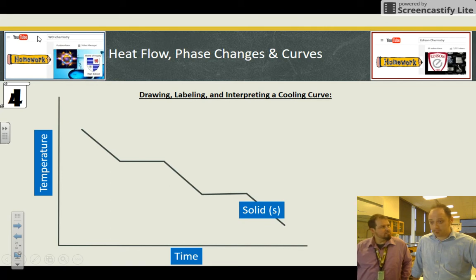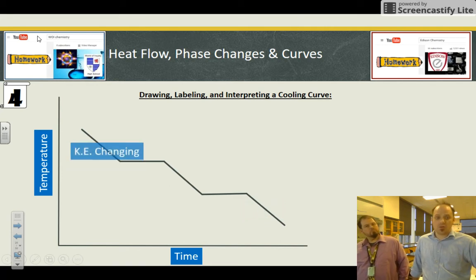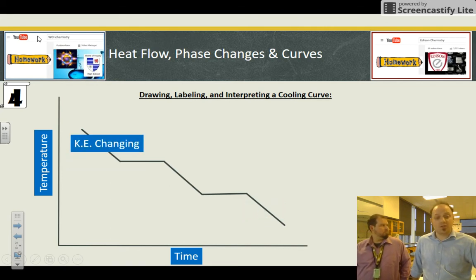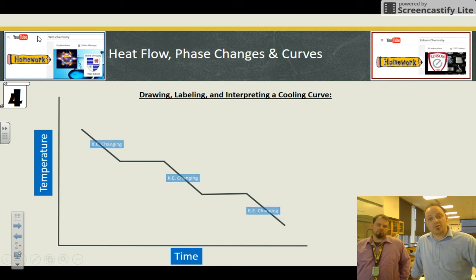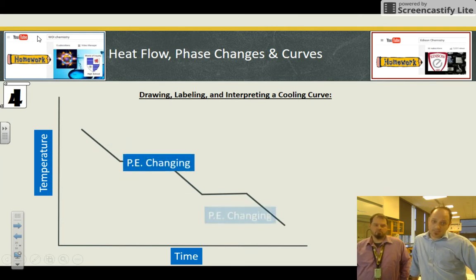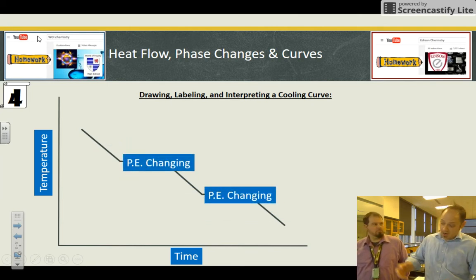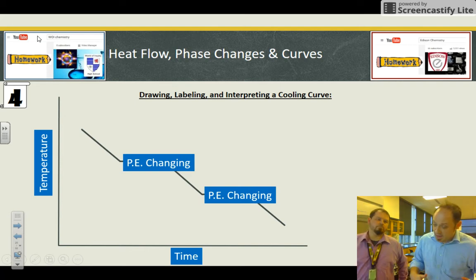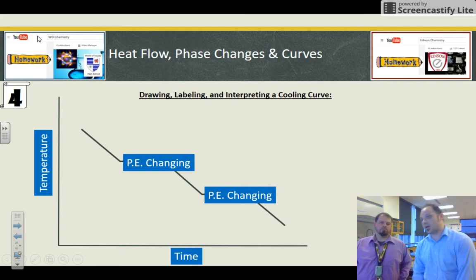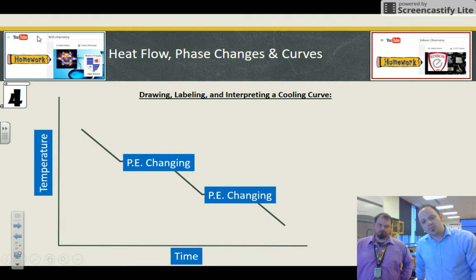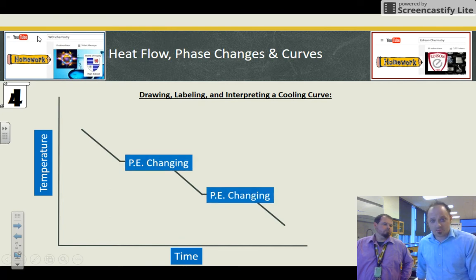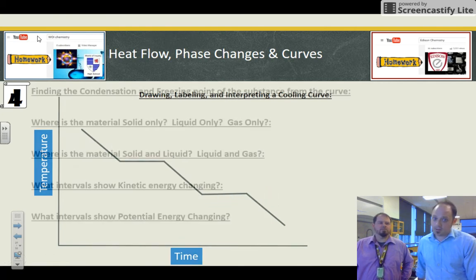You got energy. So kinetic energy is changing in all of these slants. And potential energy is changing in all of the flats because the principal type of motion and position of the atoms is changing during those times. You're going from all over the place to lined up and rolling and all that kind of stuff. So potential energy changes when the phase changes, kinetic energy changes when the temperature changes.